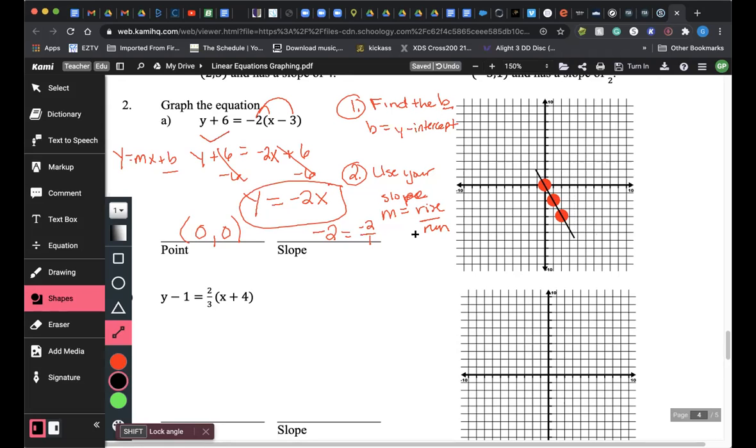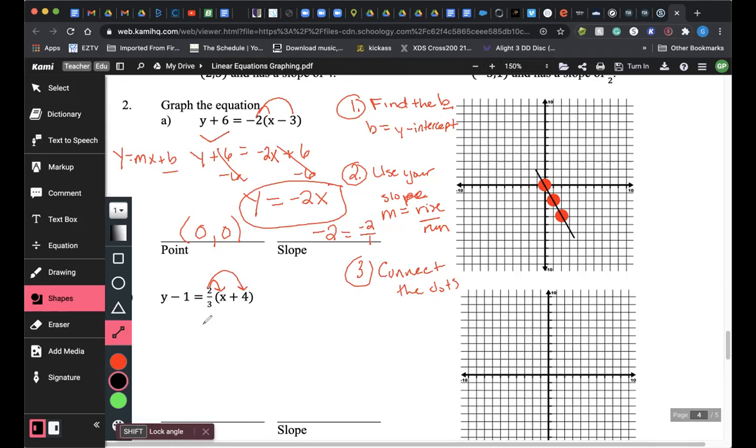All right, so that's how you graph, right? So the last step, the third step, is to connect your dots. All right, so we're going to use the same strategy that we used for number 2 to complete number 3. We have to solve the equation first, and then we can graph it. So we have to take this 2/3, multiply it times the x, and then times the 4.